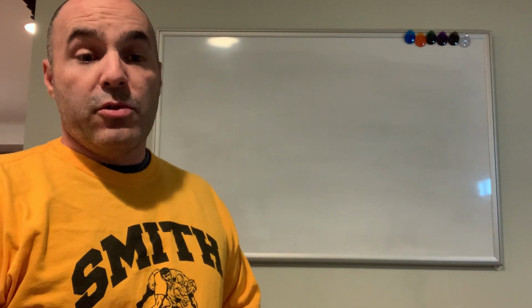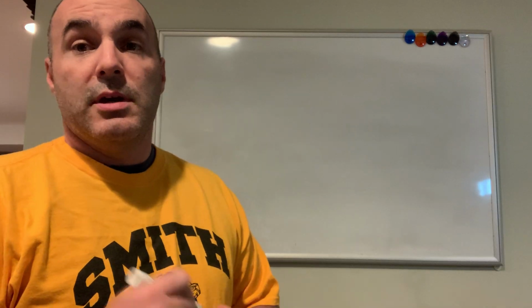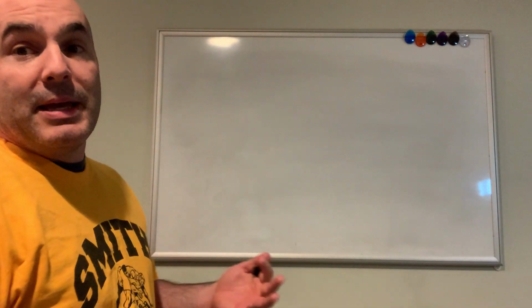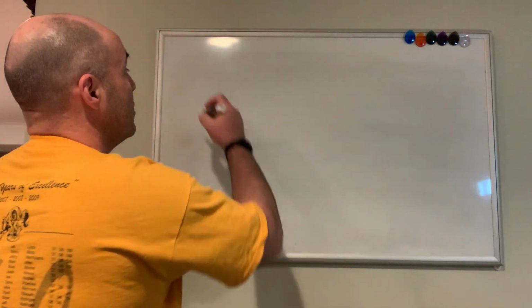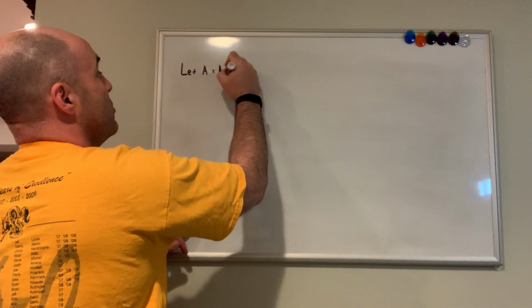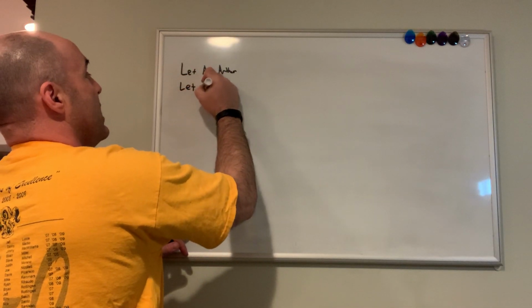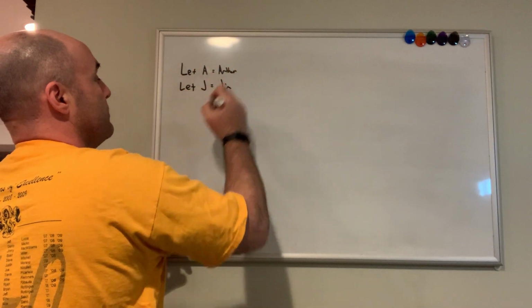Okay, so number 1 starts off, Arthur and Jim bowled together and had a combined score of 425 points. Arthur's score was 55 less than Jim's, so find their scores. Now, I like to make a let statement just to make sure I know what I'm looking for. So let A equal Arthur's score and let J equal Jim's.